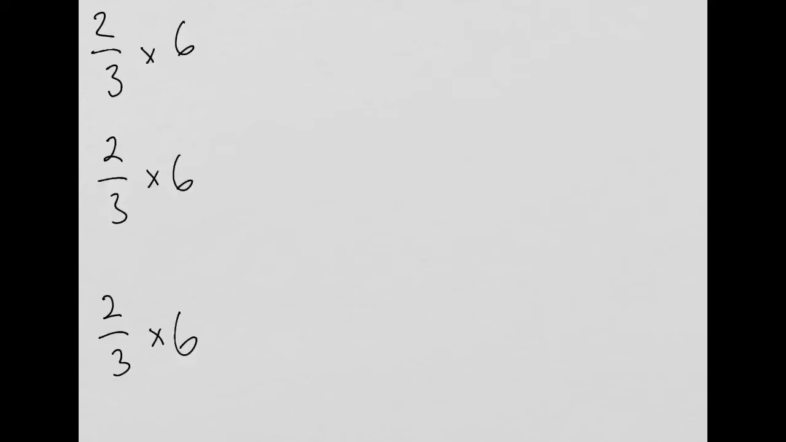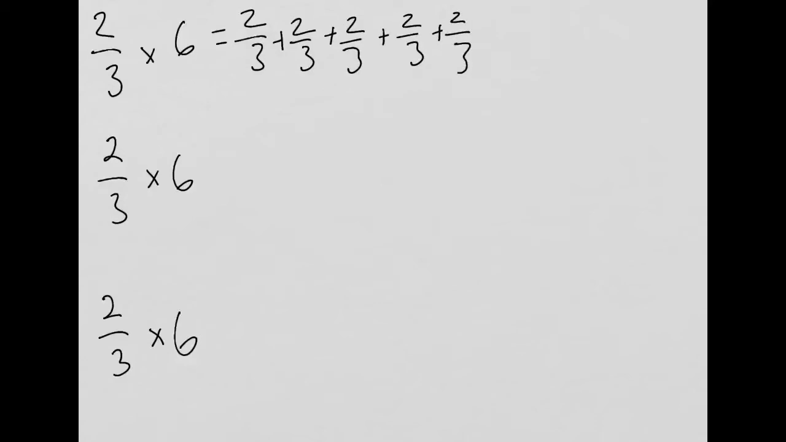So the first way is what we're going to go back to, like our repeated addition skills that we learned in younger grades, where when I'm multiplying, I can just add things more than once. So what this is telling me is I have 6 copies of 2/3. So I can do 2/3 plus 2/3 plus 2/3 all the way 1, 2, 3, 4, 5, 6 times. And what I get when I add those all together is 12 thirds, because it's 2, 4, 6, 8, 10, 12 thirds.